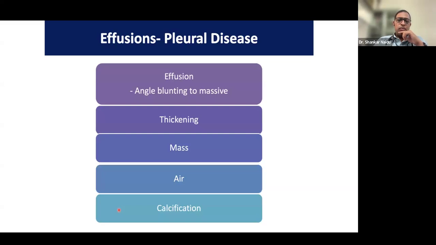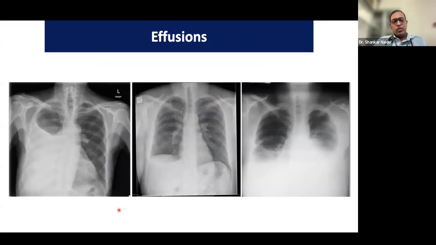So as effusions or pleural disease, it could be accumulation of fluid, or sometimes that might be just pleural thickening, or there may be some air in the pleural cavity or calcification of the pleural cavity. So we need to identify all these structures. In the next few slides, I'll be showing some examples of X-rays where we can see this.